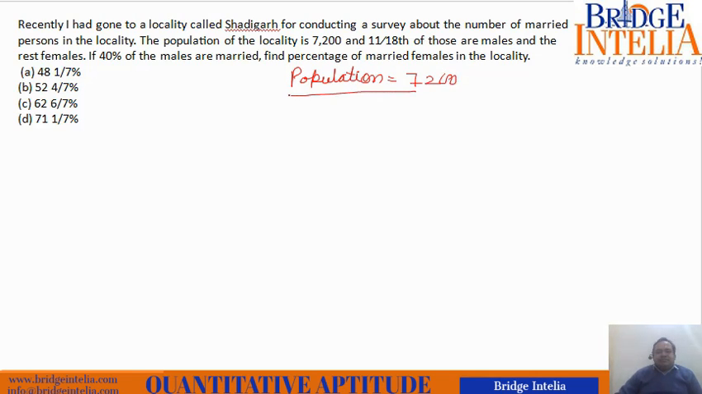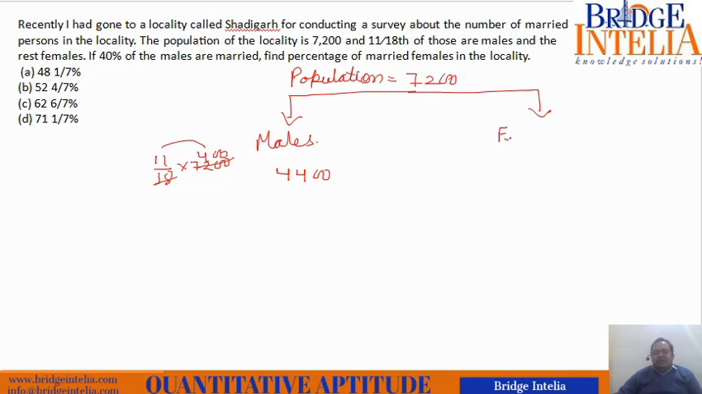So out of these, some are male and some are females. So how many are males? 11 by 18th. So 11 by 18th of what? Total population. So total population is this much. 8 fours are 72. So number of males is 4,400. It means the remaining are females. So number of females is 7,200 minus 4,400. As you can see, this comes out to be equal to 2,800.